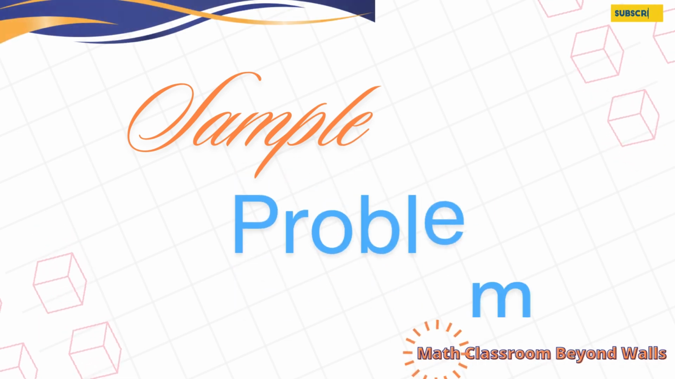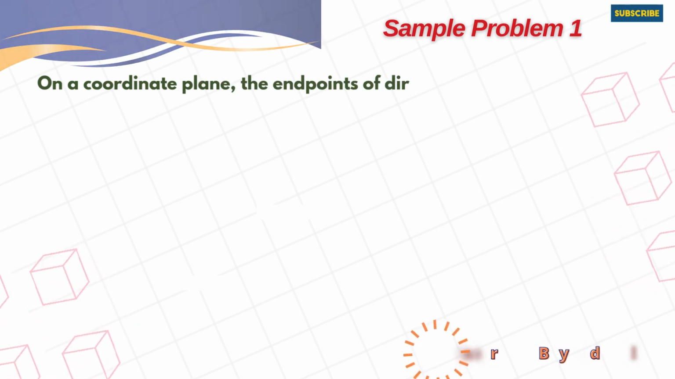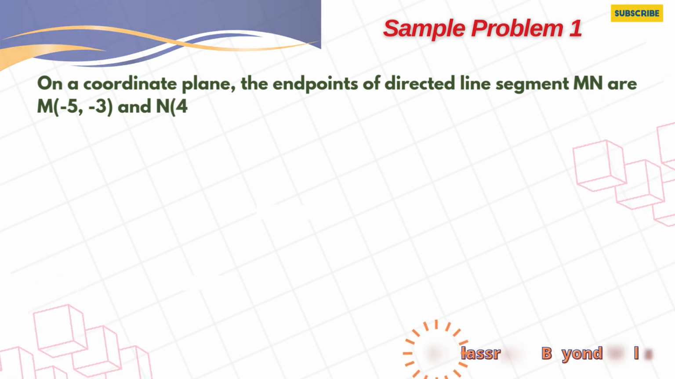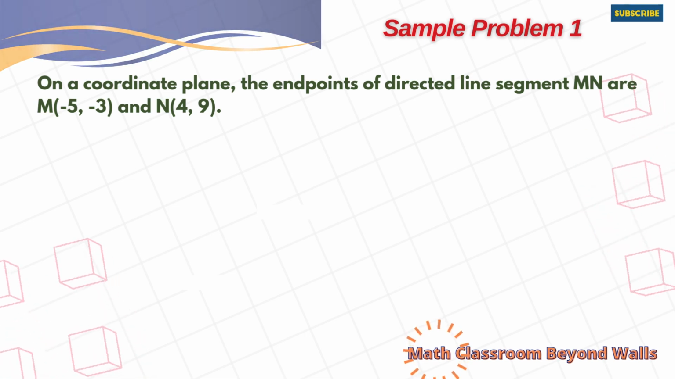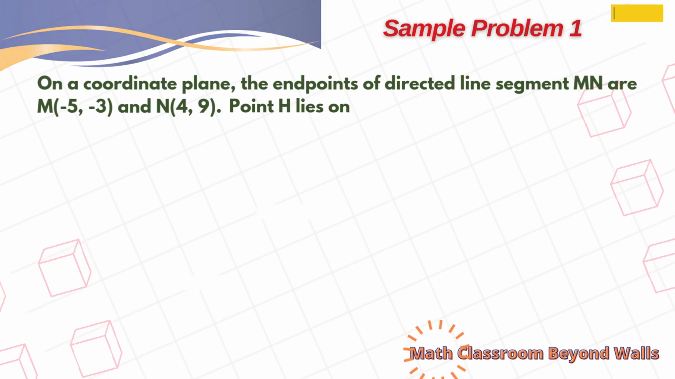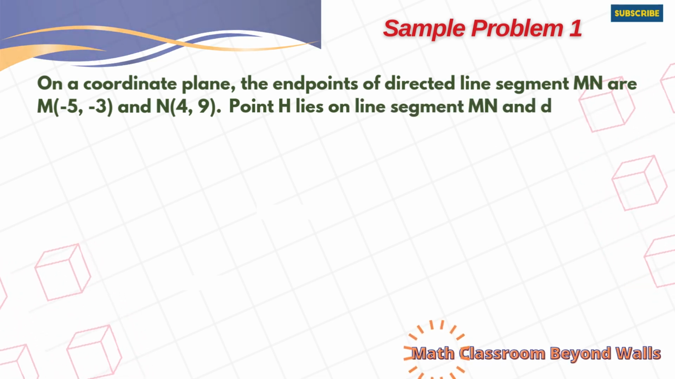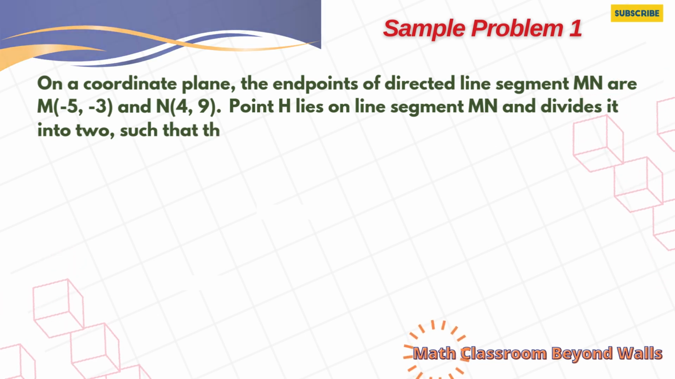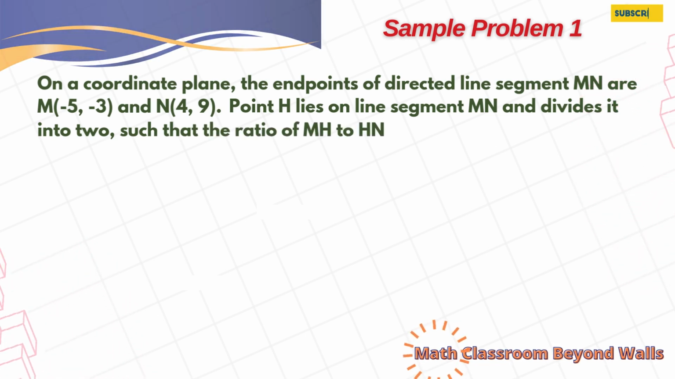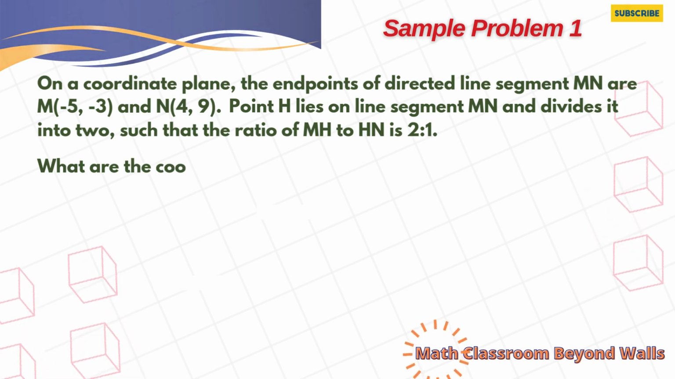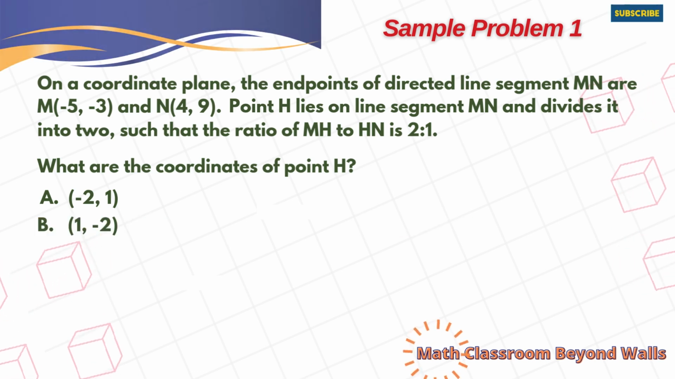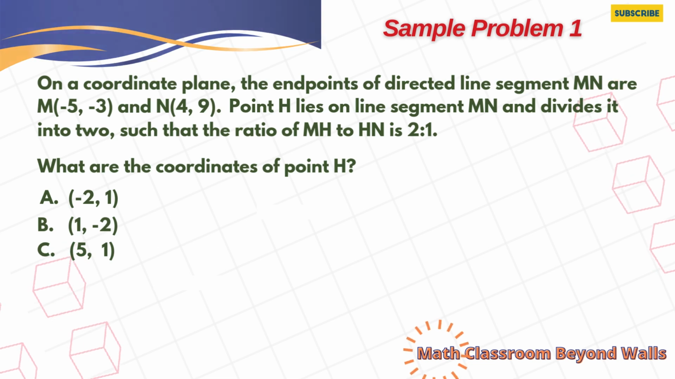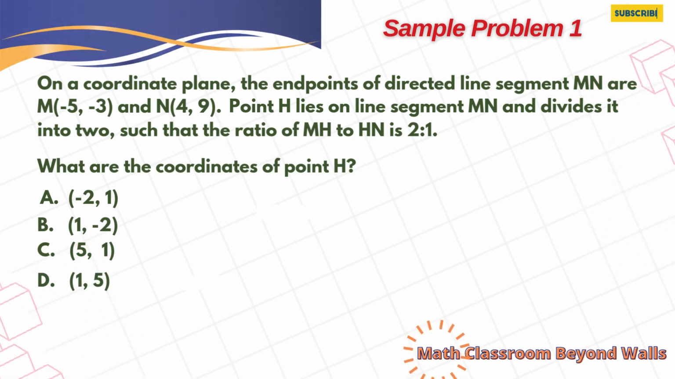Okay, so we have sample problem 1. Here's the problem. On a coordinate plane, the endpoints of directed line segment MN are M, -5, -3, and N, 4, 9. Point H lies on the line segment MN and divides it into 2 such that the ratio of MH to HN is 2 to 1. What are the coordinates of point H? Option A, -2, 1. Option B, 1, -2. Option C, 5, 1. Option D, 1, 5.